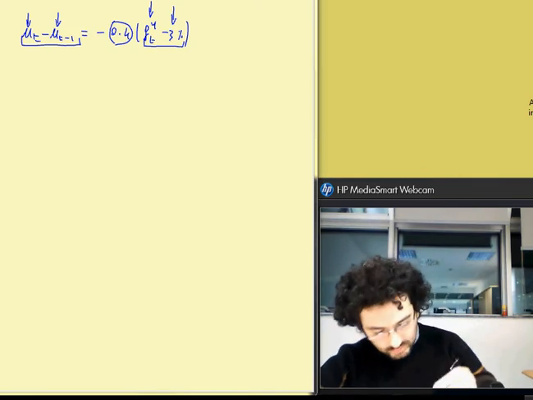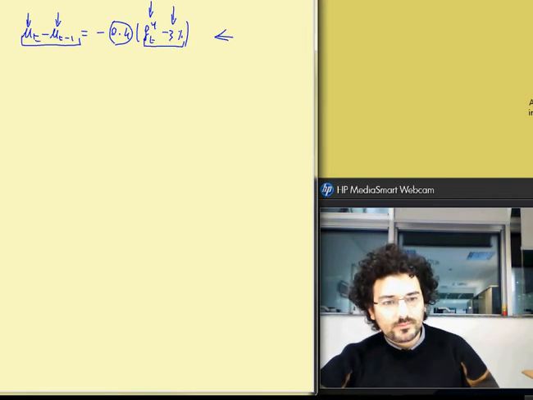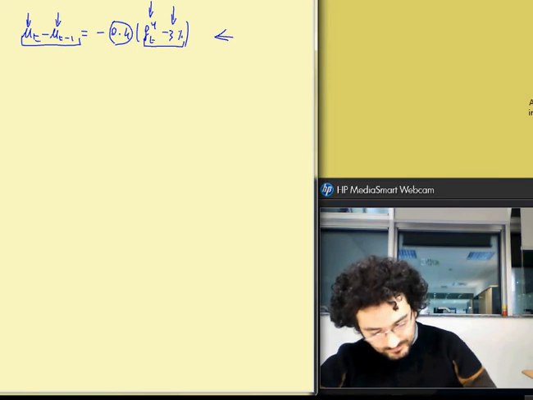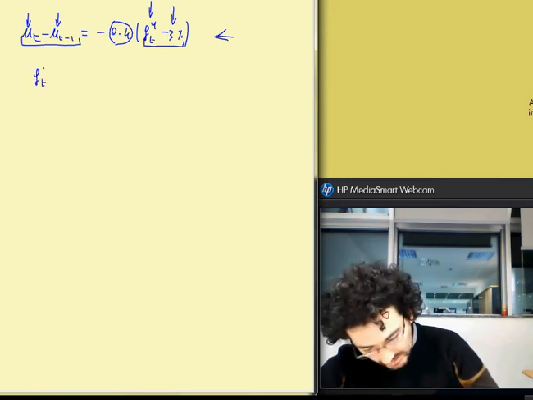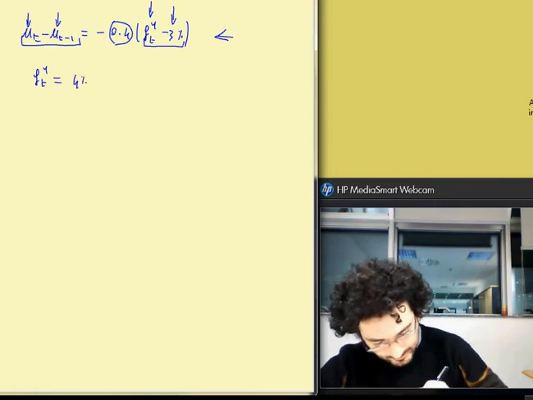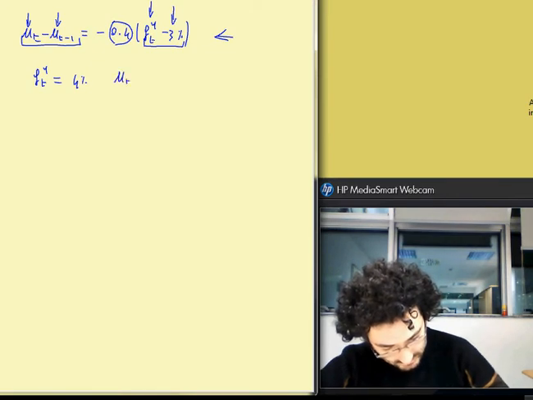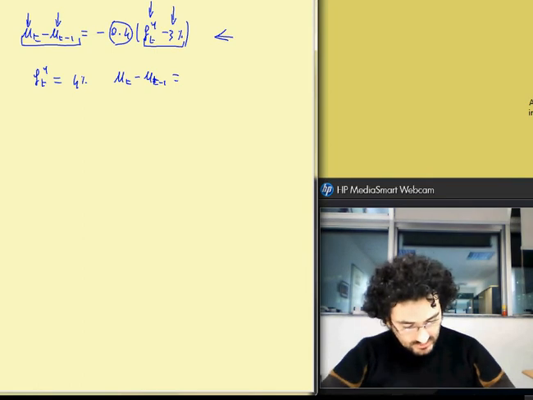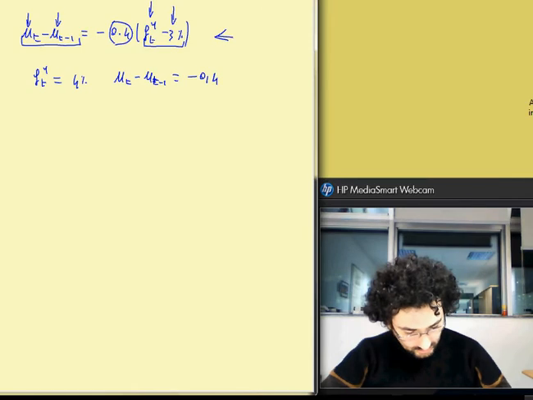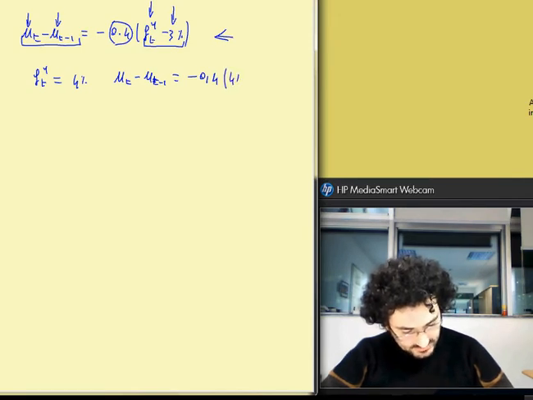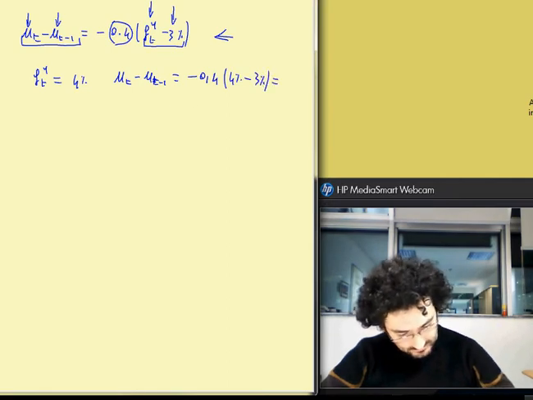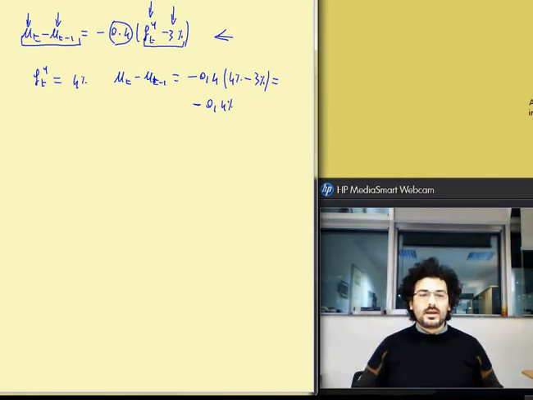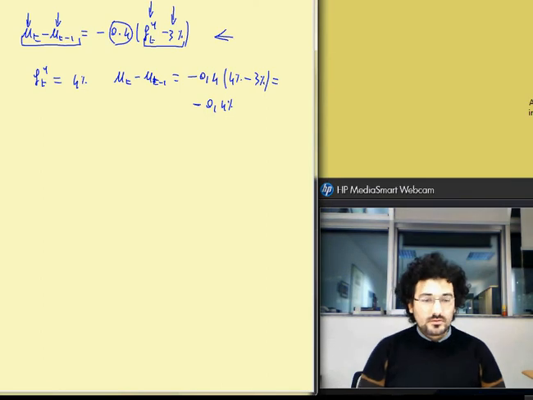In which sense? If we suppose, using the relation estimated by Okun, that the rate of growth g_Yt was, for instance, equal to 4%, we have that U_t minus U_{t-1}, which is the change in the unemployment rate, will be equal to minus 0.4 times (4% minus 3%), and this is minus 0.4%. So in this case, if we have a rate of growth equal to 4%, we have a decrease in the unemployment rate equal to minus 0.4%.